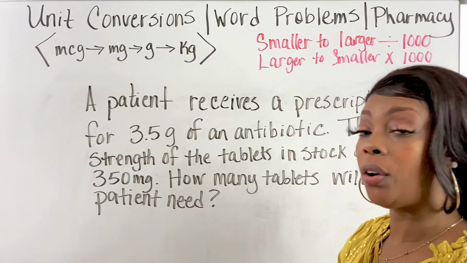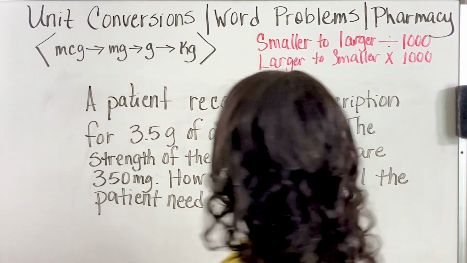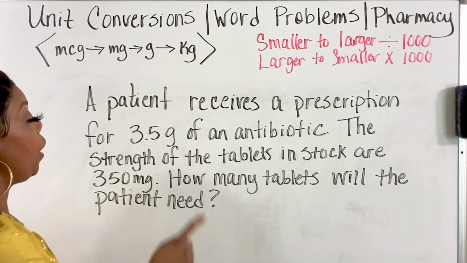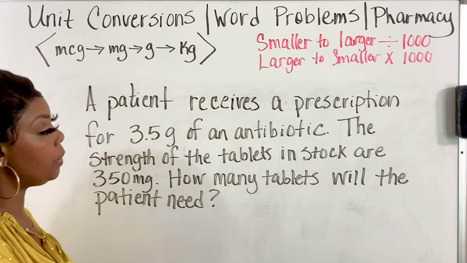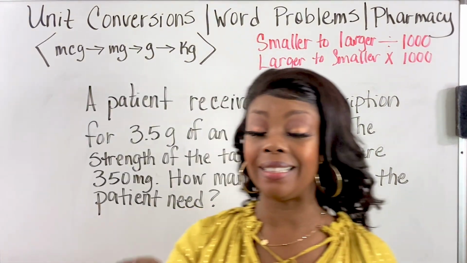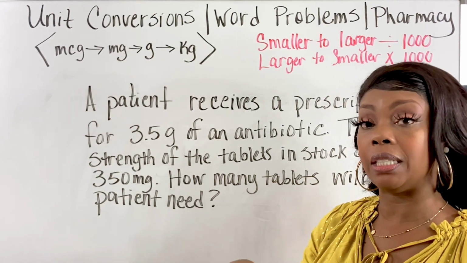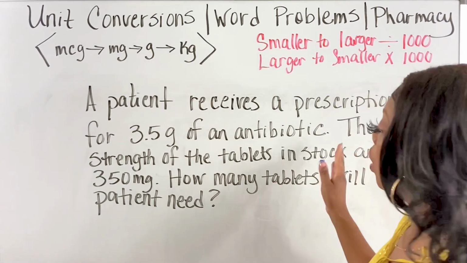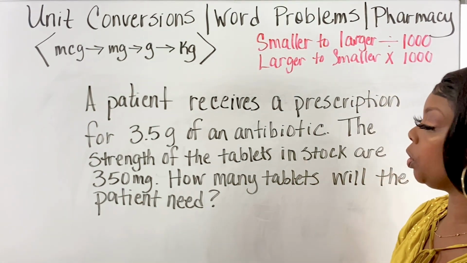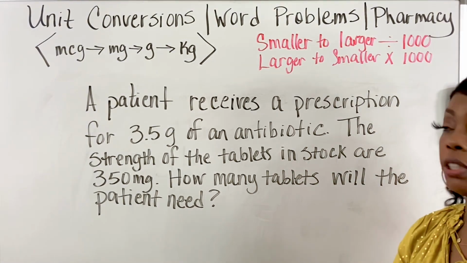All right, we are on our last problem, which is problem number 5, and it states a patient receives a prescription for 3.5 grams of an antibiotic. The strength of the tablets that are in stock, whenever I say in stock, that means that this medication is stocked inside of your pharmacy. The strength of the tablets in stock are 350 milligrams. So this is what you have on your shelf. How many tablets will the patient need?